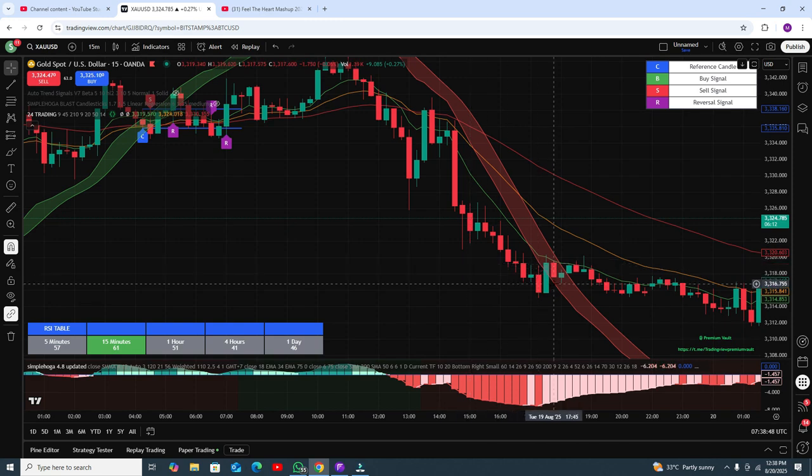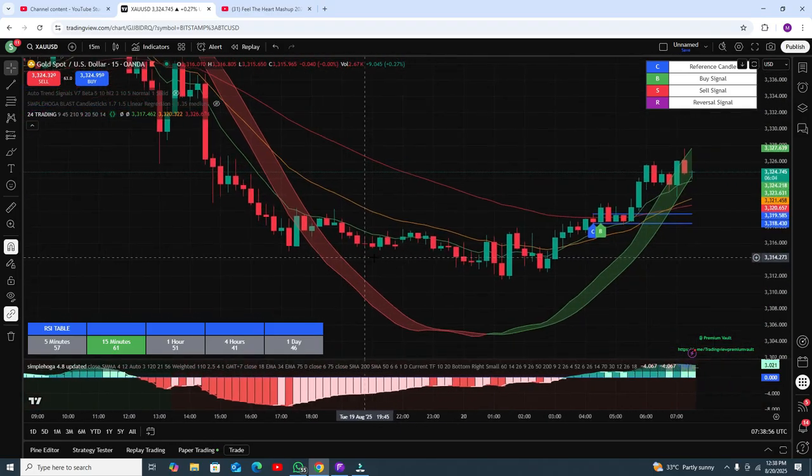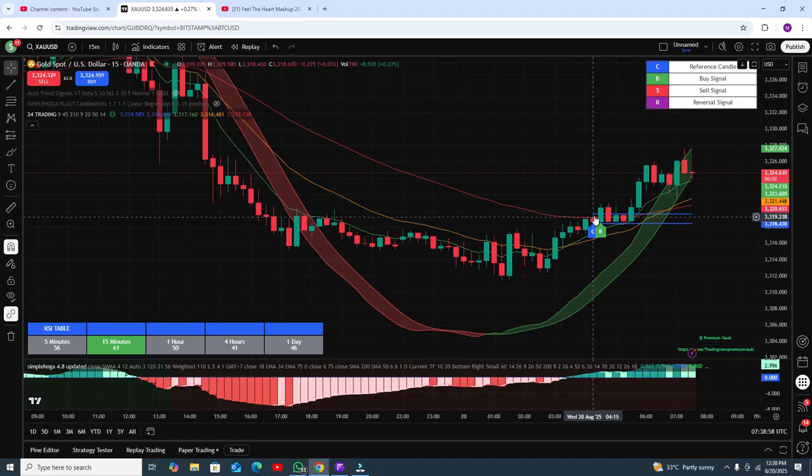Okay, here the EMA lines come upside from the RSI, so here we need to find the buy entry, and here we got the buy entry. This is your buy entry. Okay, and here you can see you easily catch the move.